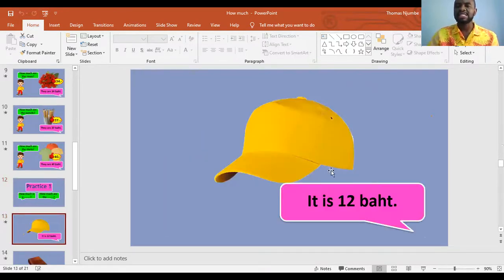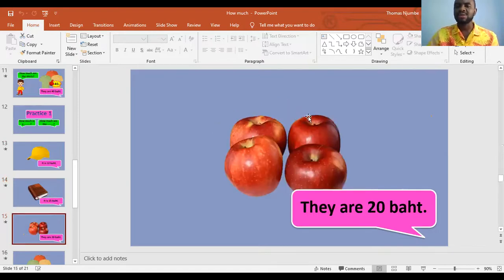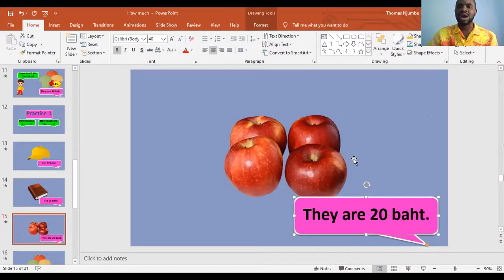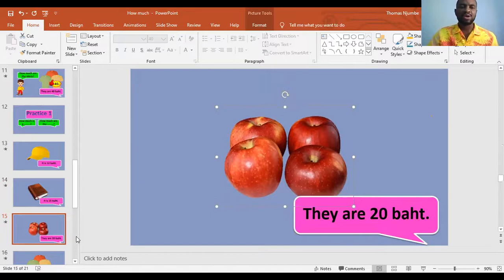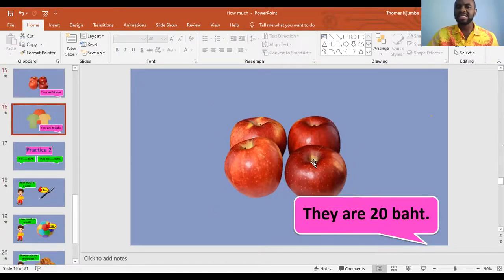How much is the cap? It's 12 baht. How much is the book? It is 15 baht. How much are the apples? They are 20 baht. How much? We have to know how much, okay? How much are things, okay? How much is the t-shirt?